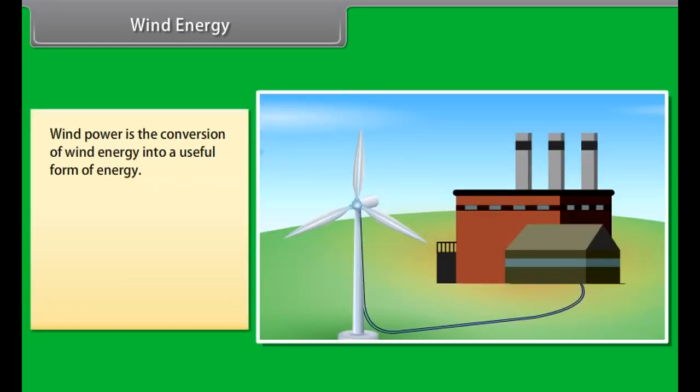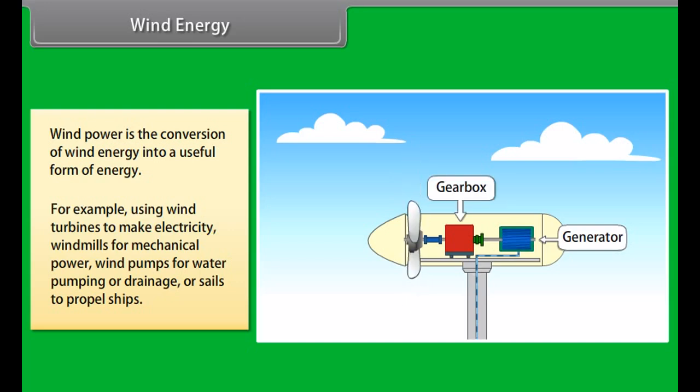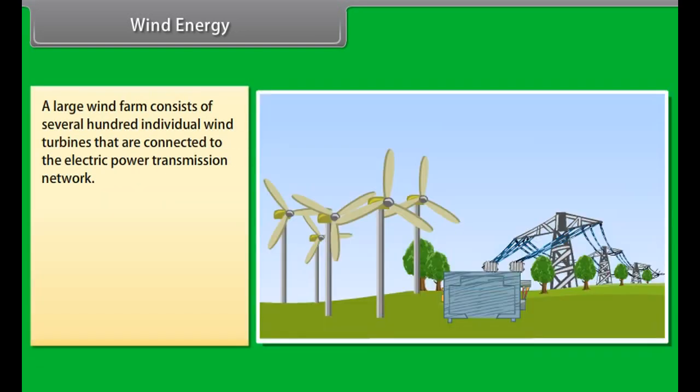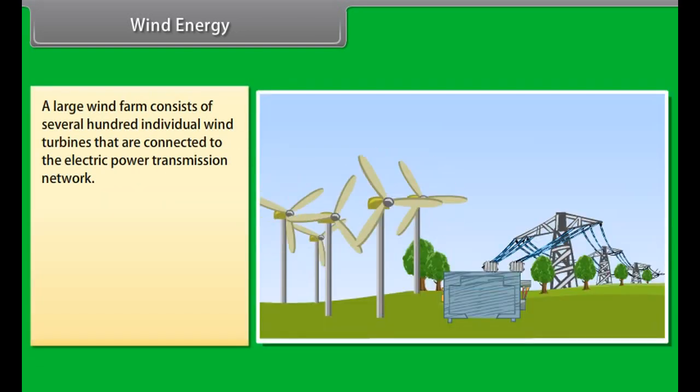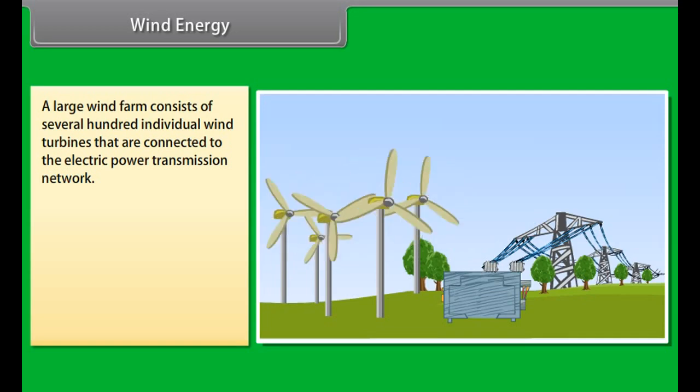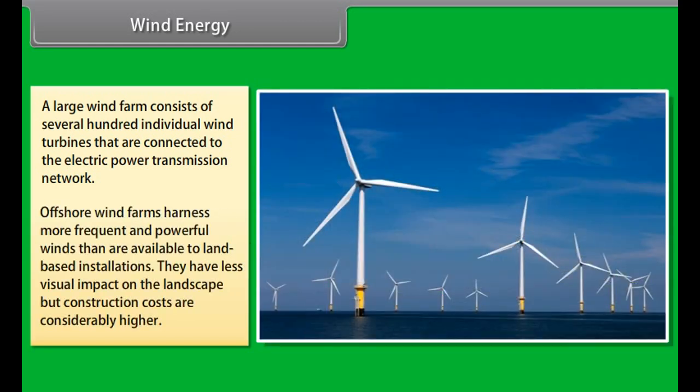Wind energy. Wind power is the conversion of wind energy into a useful form of energy, using wind turbines to make electricity, windmills for mechanical power, wind pumps for water pumping or drainage, or sails to propel ships. A large wind farm consists of several hundred individual wind turbines that are connected to the electric power transmission network. Offshore wind farms harness more frequent and powerful winds than are available to land-based installations. They have less visual impact on the landscape, but construction costs are considerably higher.